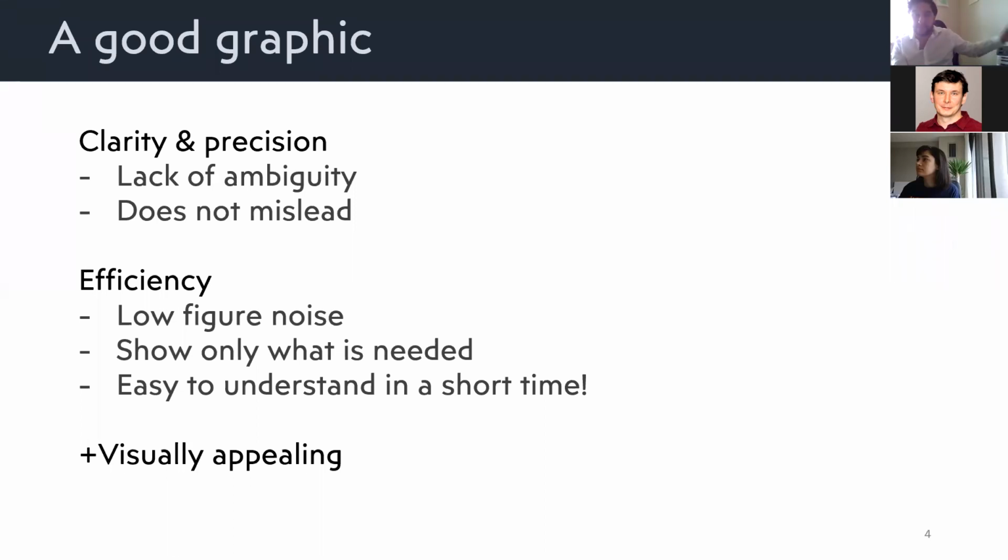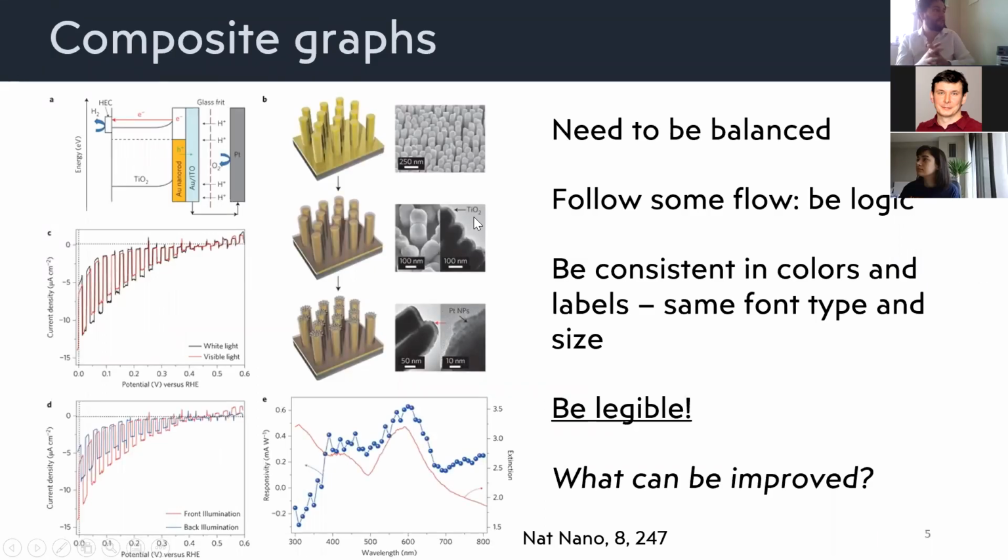The last aspect of all of this is the aesthetics of the figure. It has to be visually appealing as long as the other aspects are addressed. So we have some nice figure here from a paper from Moscowitz group, and it's a Nano Letters paper. We all deal in our papers with composite figures, several panels. It's important that these panels are balanced, so you don't have scattered panels around which are not connected to each other. They have to follow some flow, be logical.